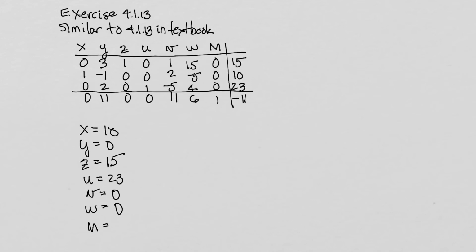And then when we look down the m column, now we've got the 1 here, and then the rest of the entries are 0. So we can actually claim now that m is equal to -11.